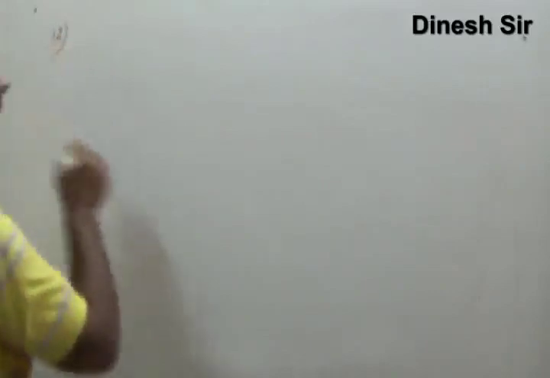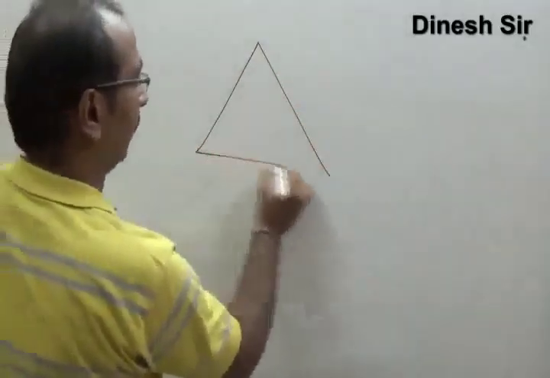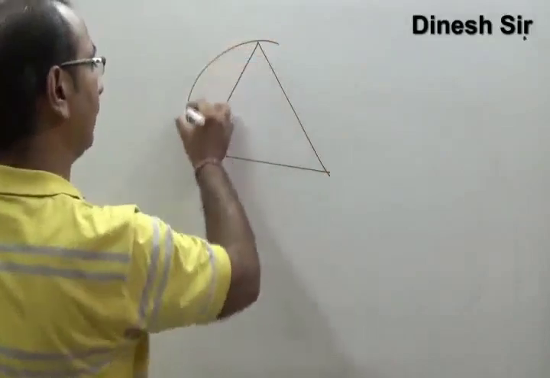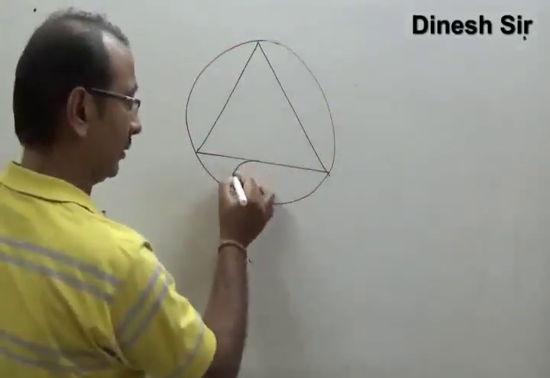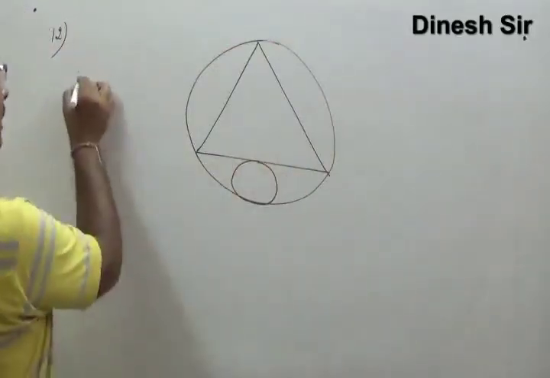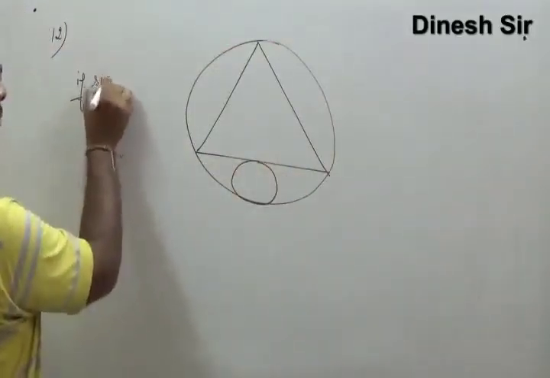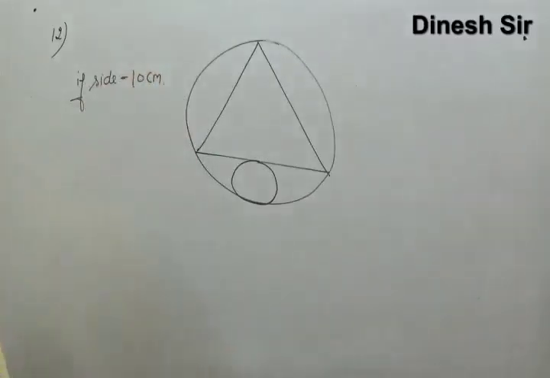Then you have statement number 12. What is given to you? It is given that one equilateral triangle ABC is there. One circumcircle of the triangle is made, in such a way. You have to find the radius of that circle, if a side of the equilateral triangle is 10 centimeter. It is given that the side of the equilateral triangle is 10 centimeter. We have to find the radius of this circle.